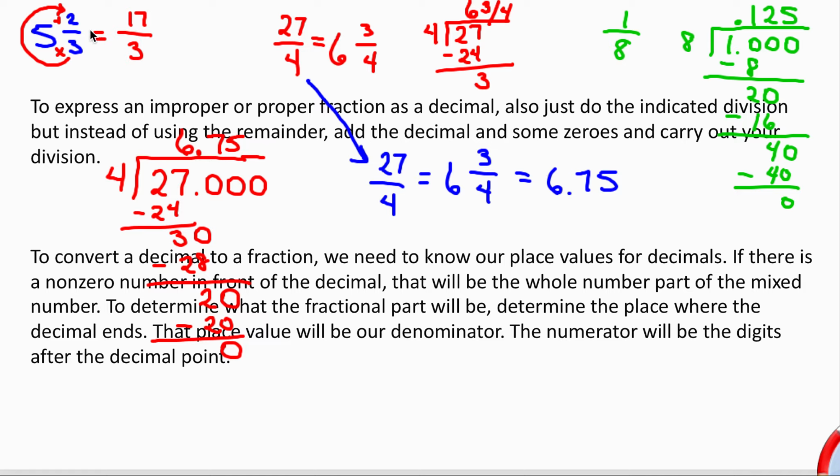Okay, so changing a mixed number to an improper fraction, multiply and add, denominator stays the same. Changing an improper fraction, or really any fraction, to a decimal, divide. Right? This is a division bar.